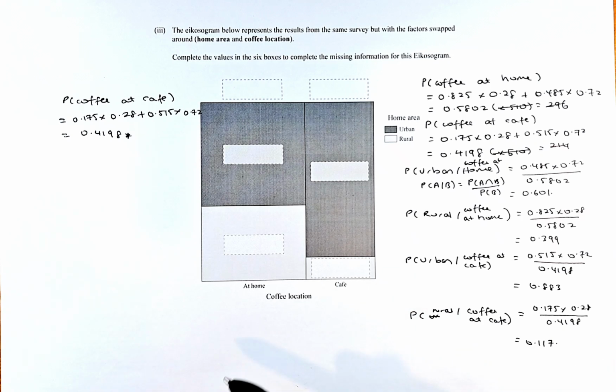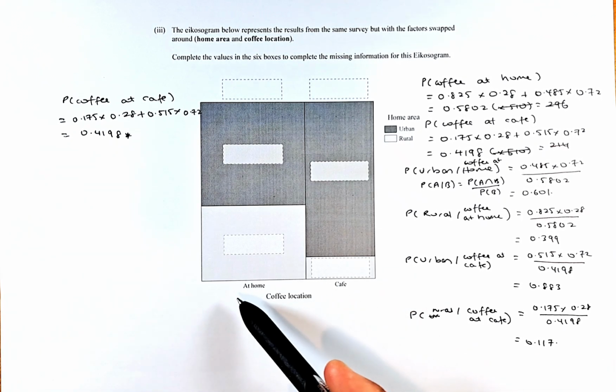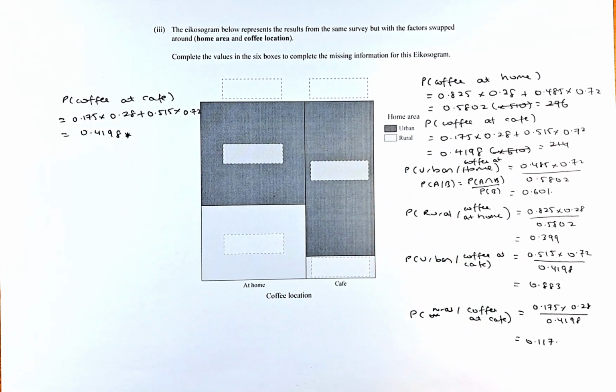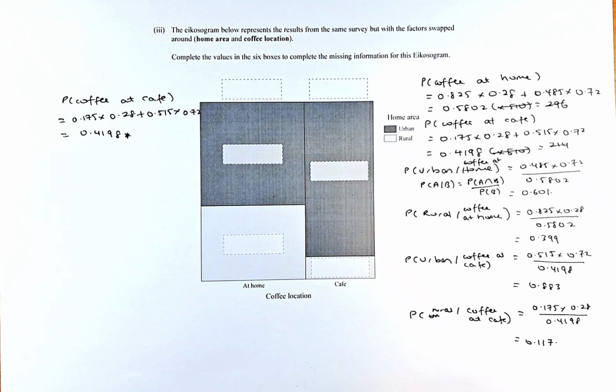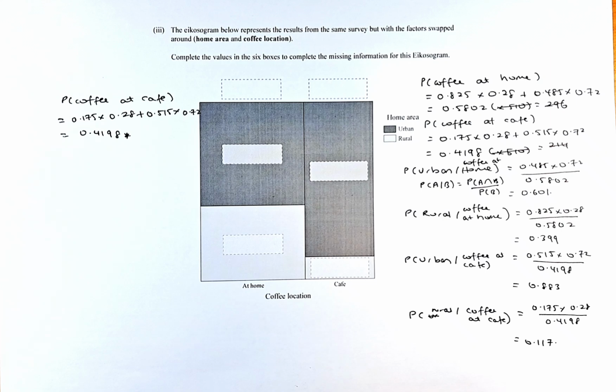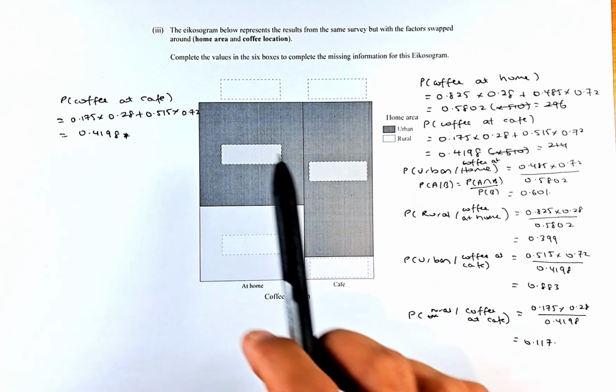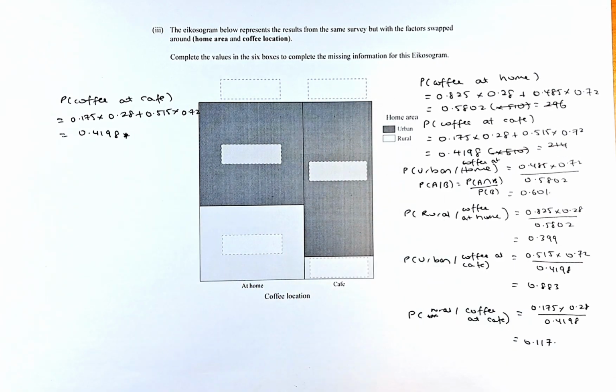So instead of rural and urban on this side as previously, it's now home and cafe, and they swapped the eikosogram. Now we are going to complete the values in the 6 boxes to complete the missing information on the eikosogram. Before we can do that, we are going to calculate the probability of coffee at home, and then the probability of coffee at cafe.